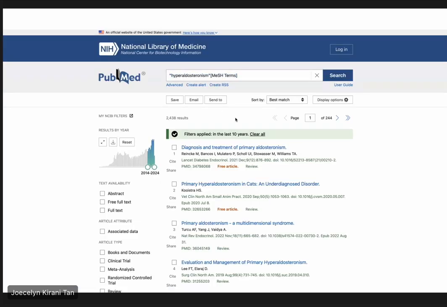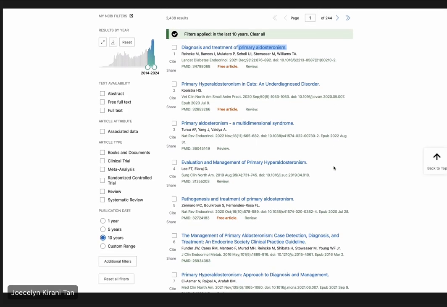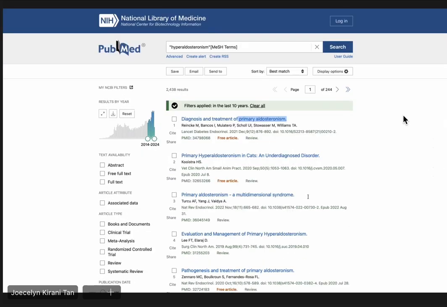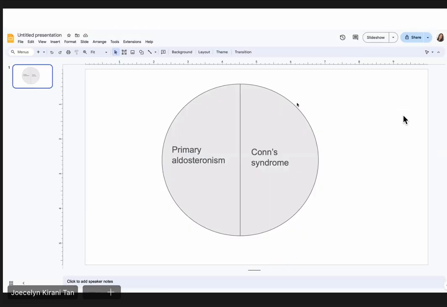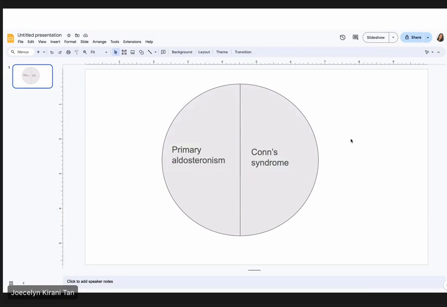As you can see here, this one says primary aldosteronism. It means the same thing as hyperaldosteronism, but it doesn't have this word on it. But PubMed knows that you're looking for this. I hope that answers your question on why MeSH terms could be better in a way. Because they know what disease you're looking for, and you don't have to know every single term that it's also known as.